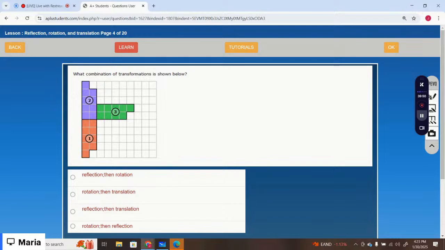What combination of transformation is shown below? Which is the correct option? 1 to 2, that is the reflection, and from 2 to 3, reflection and then rotation. Option number 1 is the correct option. Very good.